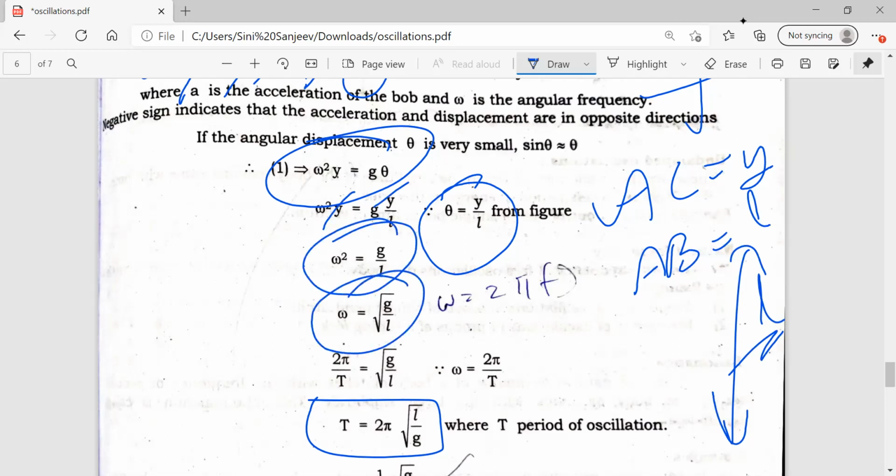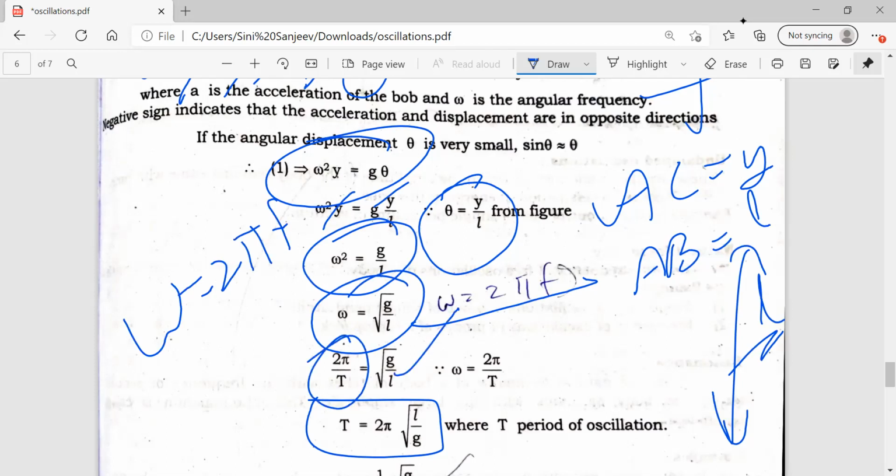What is my omega? Omega is nothing but 2 pi f. Correct. And what is my f? 1 by T. That's why I get 2 pi by T equals root g by L. So the time period I can get here, T equals 2 pi root of L by g. This is a very important derivation.